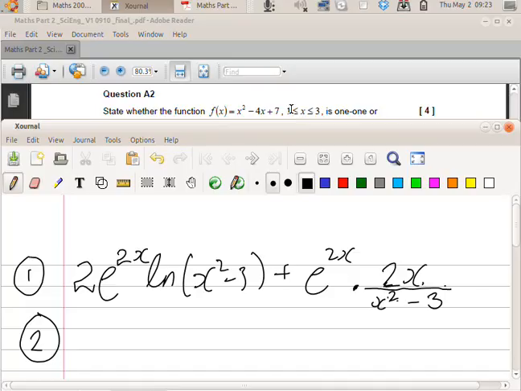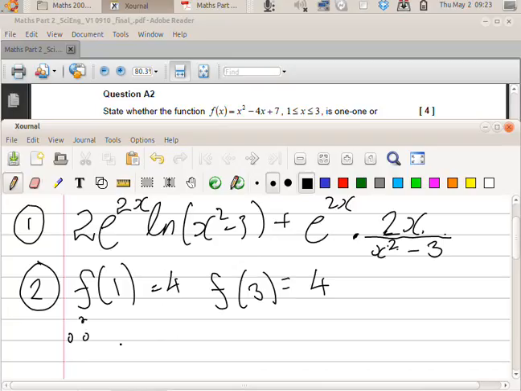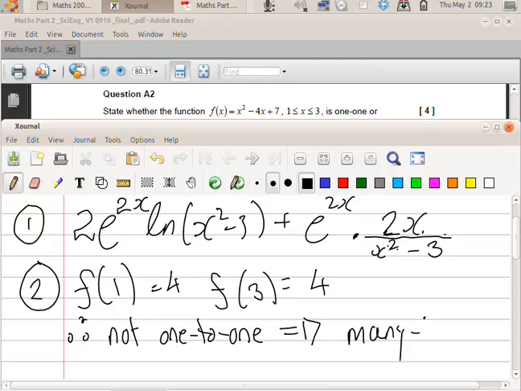Now let's see what happens if I try 1 and 3. So f of 1, what is f of 1? It's 1 minus 4, which is 3? Is f of 1 3? No. 1 squared is 1, 1 minus 4 is minus 3, minus 3 plus 7 is 4. And f of 3 will be 4 also. Therefore, not injective or one-to-one. If it's not one-to-one, we call it not injective, or another name for it is many-to-one.